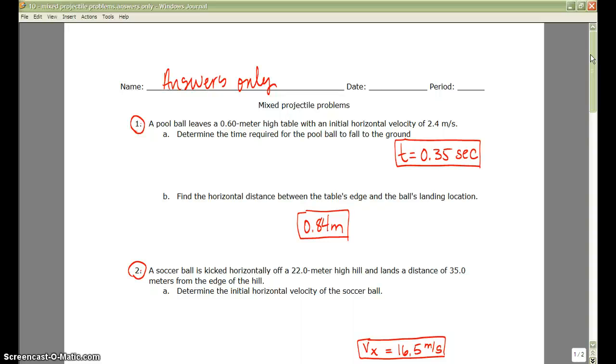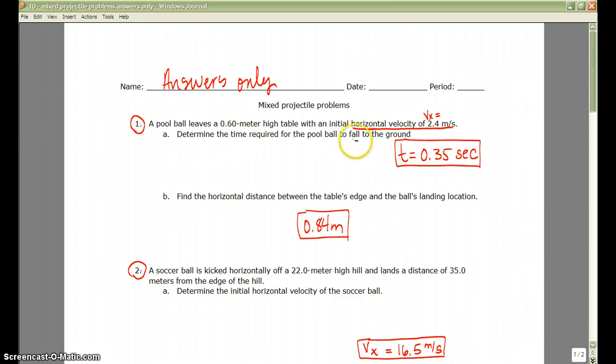So for our first problem, it tells us that a pool ball is leaving a 0.6 meter high table with an initial horizontal velocity of 2.4 meters per second. Because it is telling us that it is horizontal, we know that this number is velocity in the x direction. All right, sorry about that, had a little interruption. So this velocity that we're given right here, this 2.4, happens to be our velocity in the x direction.